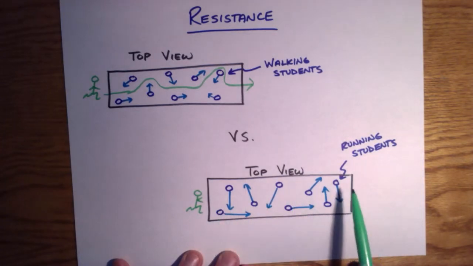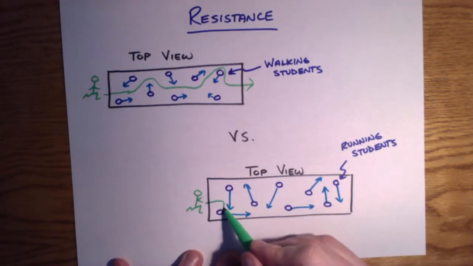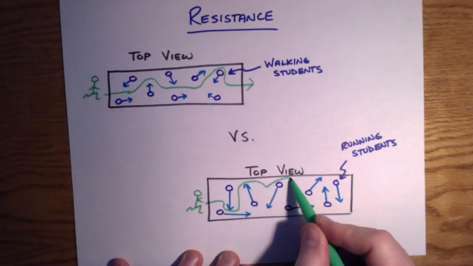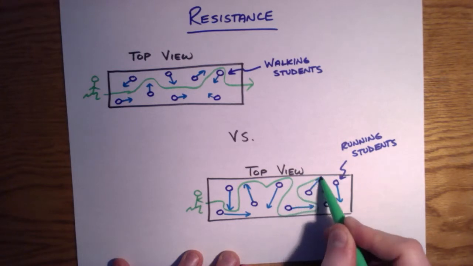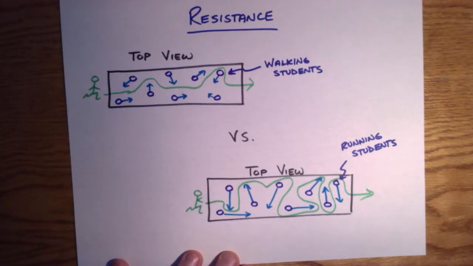If you take a look at the same hallway, but now these students are running back and forth, I have no idea why, but assume they're just running all over the hallway. If you're trying to get by, you really have to make sure that you don't bump or crash into any of these students that are running in all different directions at all different speeds. It's going to take you a little bit longer because you're going to wind up bumping into so many more students, and that's going to slow you down.